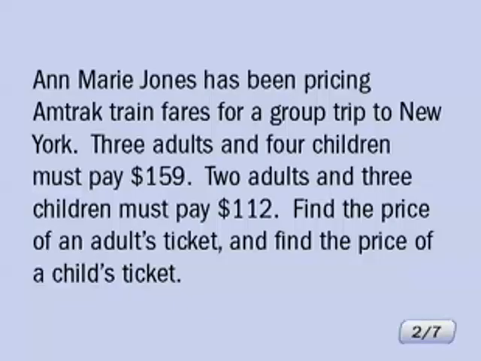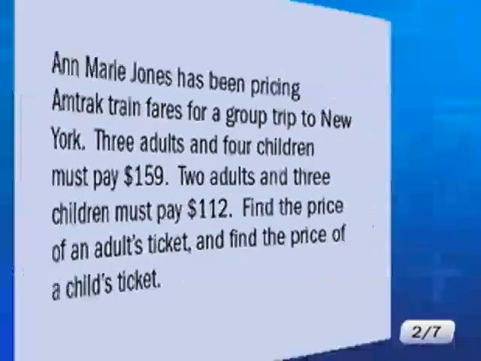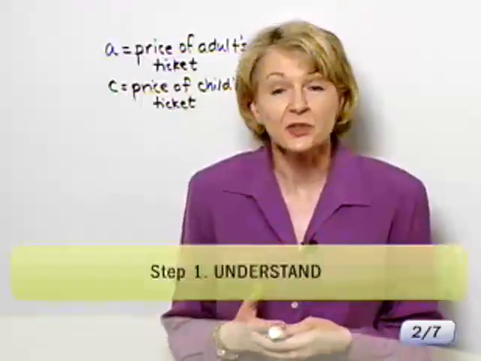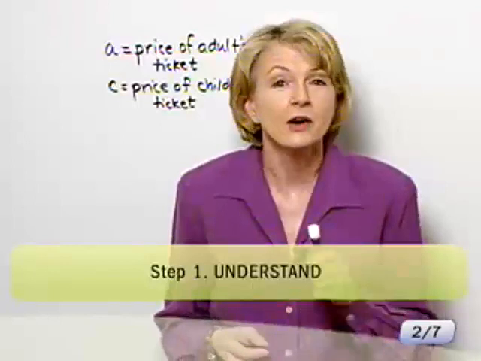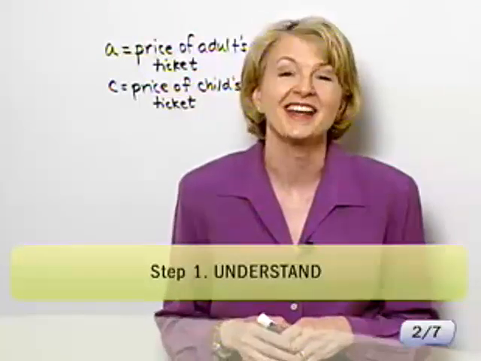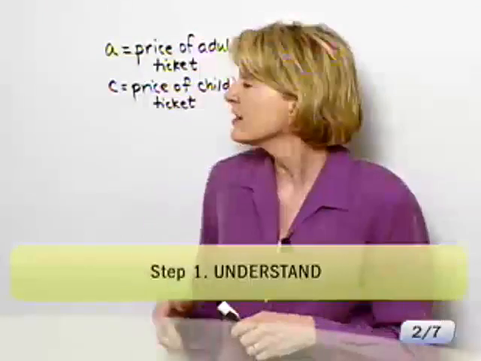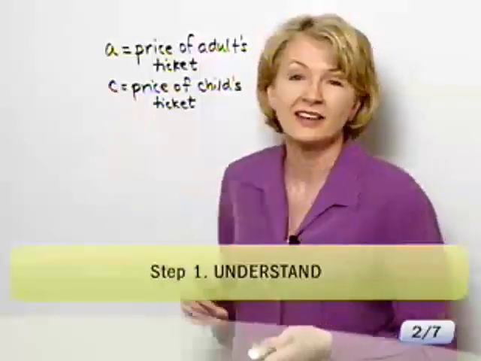Anne-Marie Jones has been pricing Amtrak train fares for a group trip to New York. 3 adults and 4 children must pay $159. 2 adults and 3 children must pay $112. Find the price of an adult's ticket and find the price of a child's ticket. All right, if you need to reread the problem, notice we're looking for the price of an adult ticket and the price of a child's ticket. So if you'd like, you can use x and y.